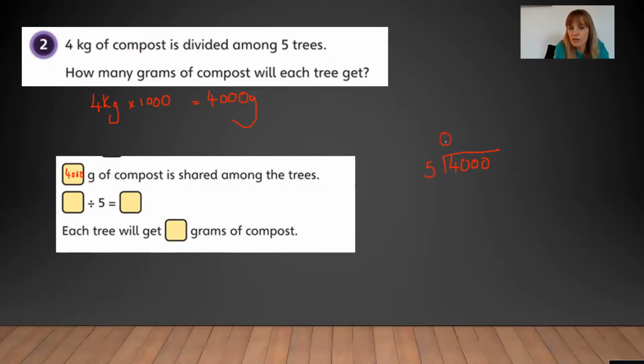So 5s into 4 don't go. So I carry my 4. 5s into 40 go 8. Nothing, nothing. So that means that 4,000 divided by 5, sorry, that should have a 0 on it, gives me an answer of 800 grams. So each tree will get 800 grams of compost.